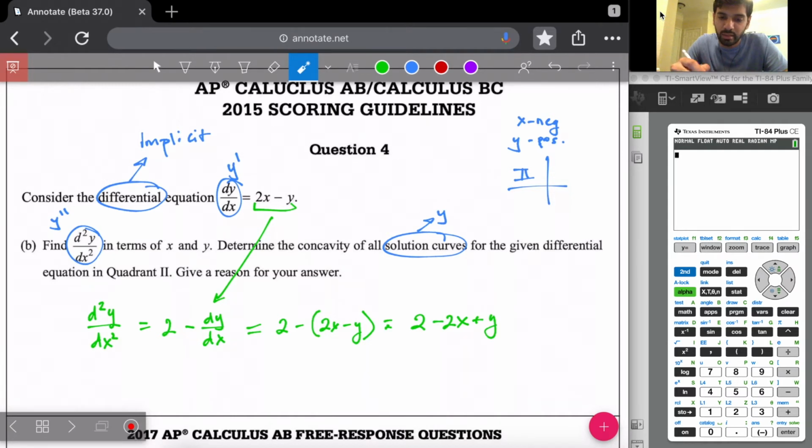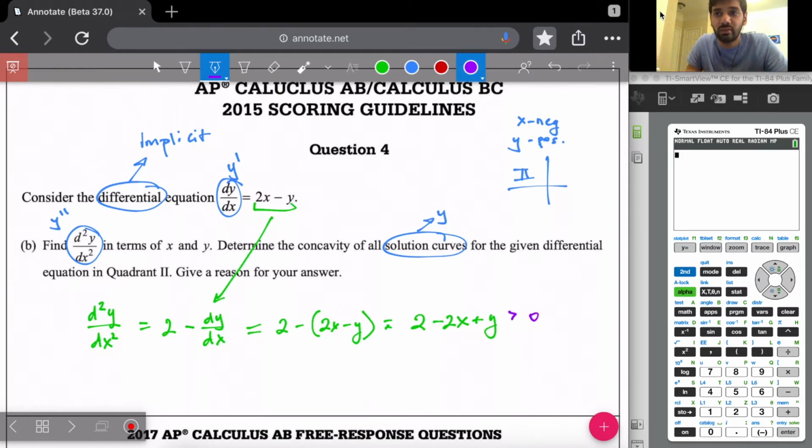Now if I plug in a negative x value, it makes this positive, and if I plug in a positive y value here, that's going to make this positive as well. So all these terms are positive, which means that using any coordinate from the second quadrant, whatever I plug into here is always going to be a positive value. So I'm going to put that this is always greater than 0.